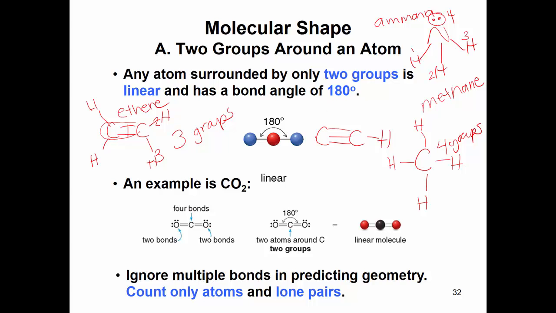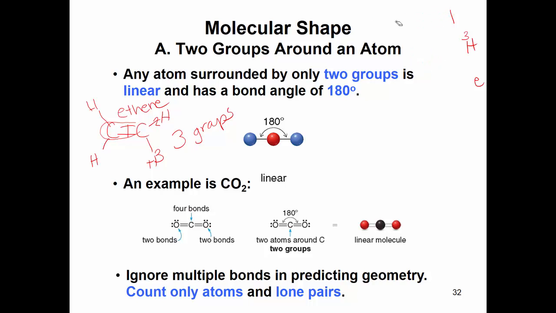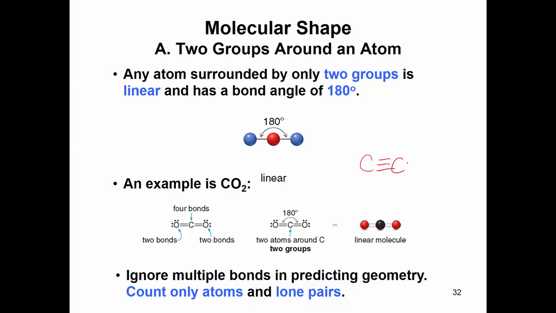This is a good one. Kind of ran out of room here. Let me erase a bit. So lone pairs count as a group, and multiple bonds only count as one group. We're going to add this as an example to what we already have.